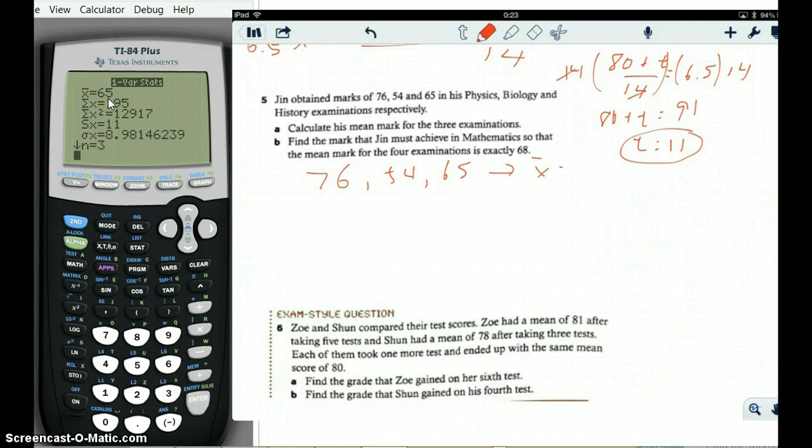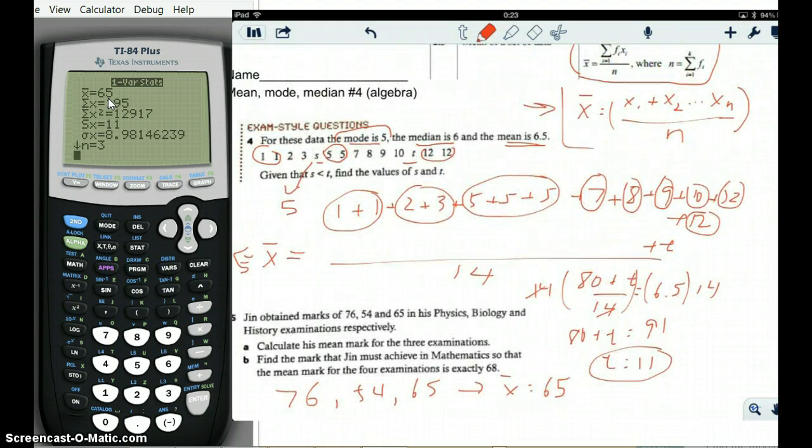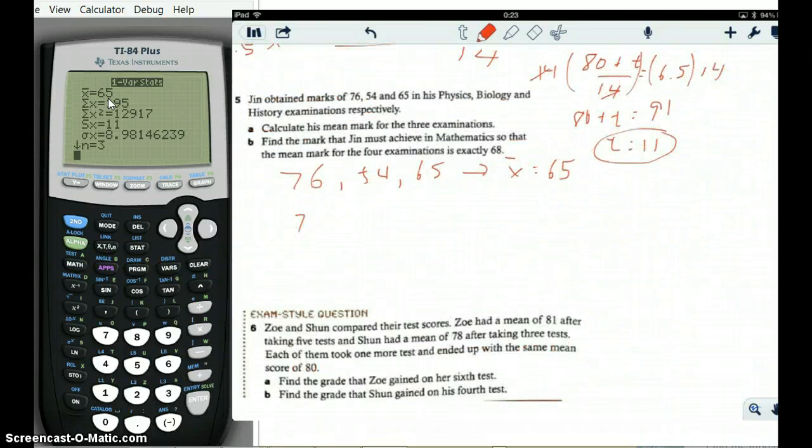X bar equals 65 for these 3 scores. Now find the mark that Jun must achieve in mathematics so that the mean mark for 4 examinations is 68. So we just use the formula for average, which we wrote up here, remember? Okay, so we're going to have 76 plus 54 plus 65 plus his math test, which he hasn't taken yet, divided by 4 because there's 4 tests. And the average is going to be 68 now, right?